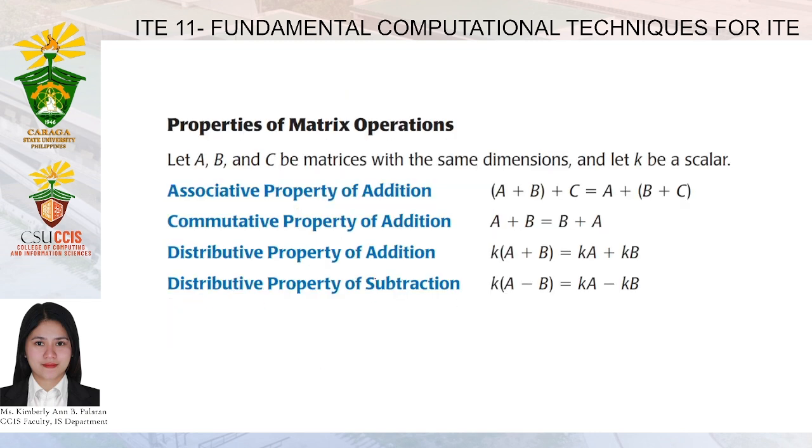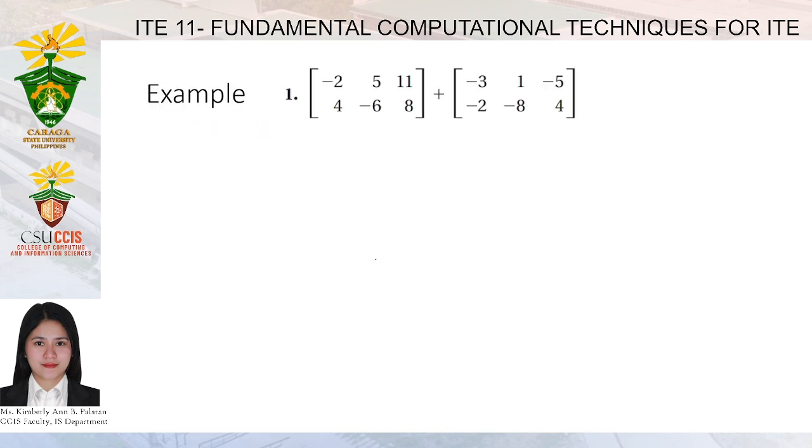Okay, let's proceed to the properties of matrix operations. We have the associative, the commutative, the distributive property of addition, and distributive property of subtraction. As well as subtraction. Okay, let's have this example. So, we will add the first matrix to the second matrix. Here is the operation. So, how do we do this?